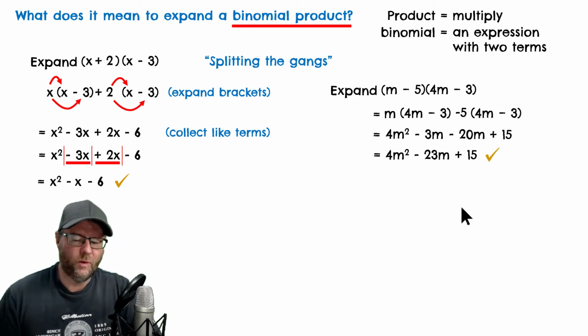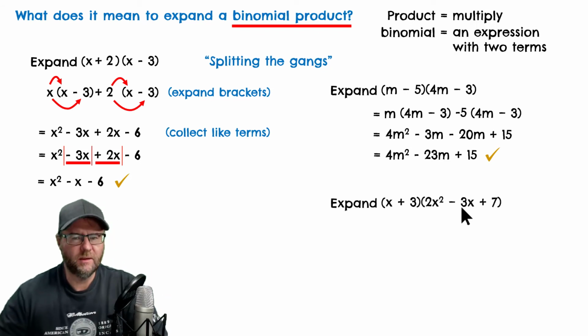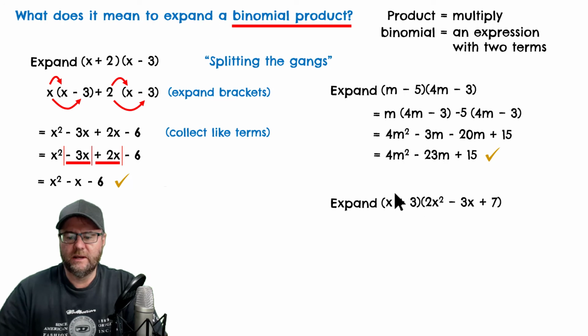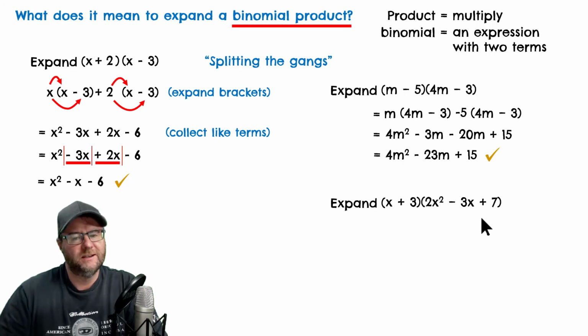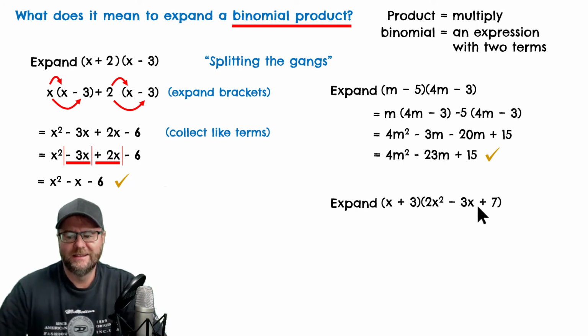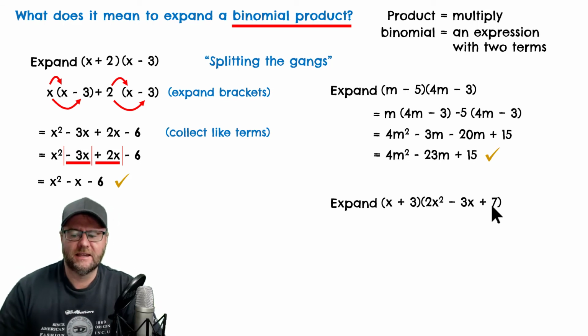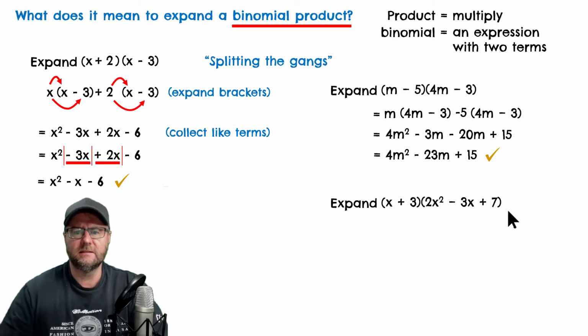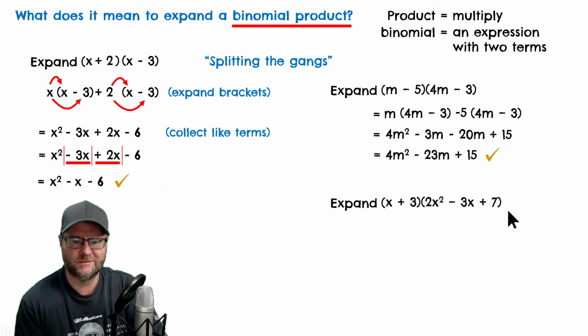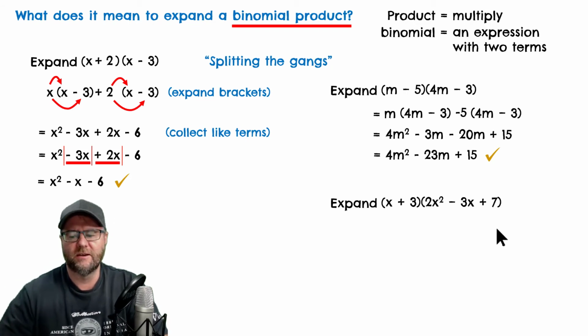Here's a twist. One last example. Expand this one. Now you'll see these aren't both binomials. This one is, it's got 2 terms. This one's actually a trinomial. It's got 3 terms in it. But guess what? The process works exactly the same. If you've got something that looks ugly like this, let's just go through, do the things we just practiced, and see if it works out okay.